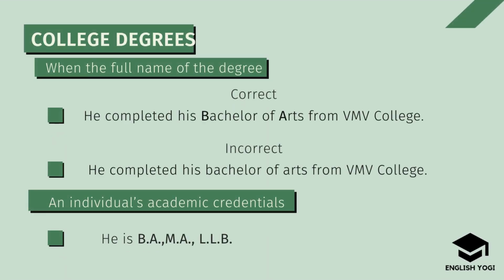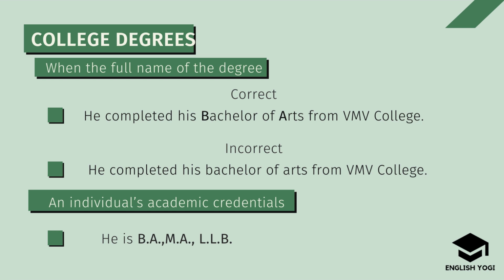Again, whenever we are using any college degree in a sentence, we have to write the first letter of that word in capital letters. For example, he completed his Bachelor of Arts from VME College, so that Bachelor's B and Arts' A should be written in capital letters, so that will be correct.